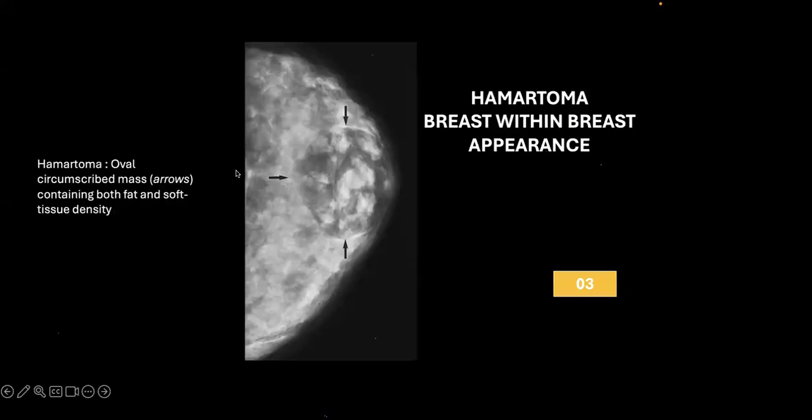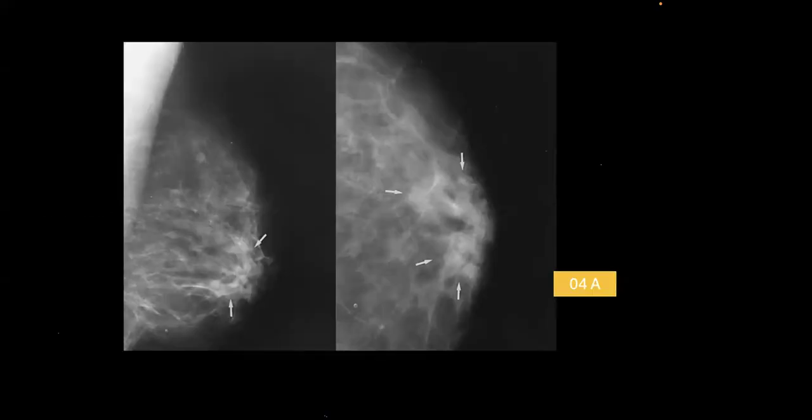Next is, what is this? Hamartoma. Very good, Rahul. Why hamartoma? It is consisting of both fat as well as soft tissue density interspersed with each other. Okay, now who has got this correct? What do you think this is?